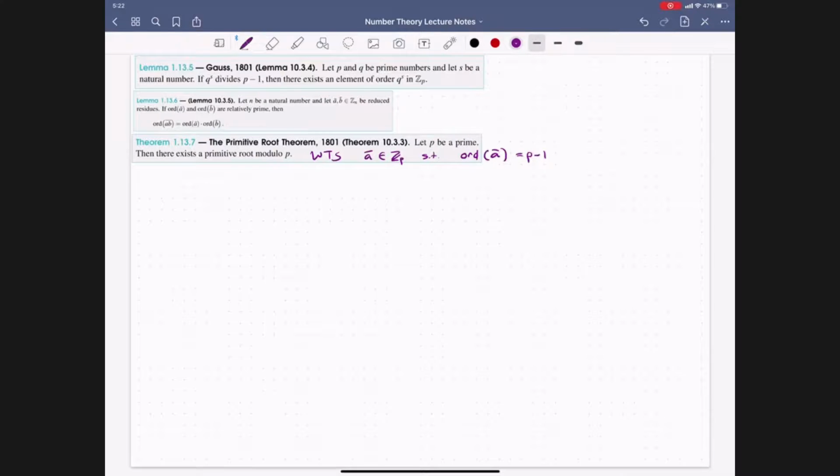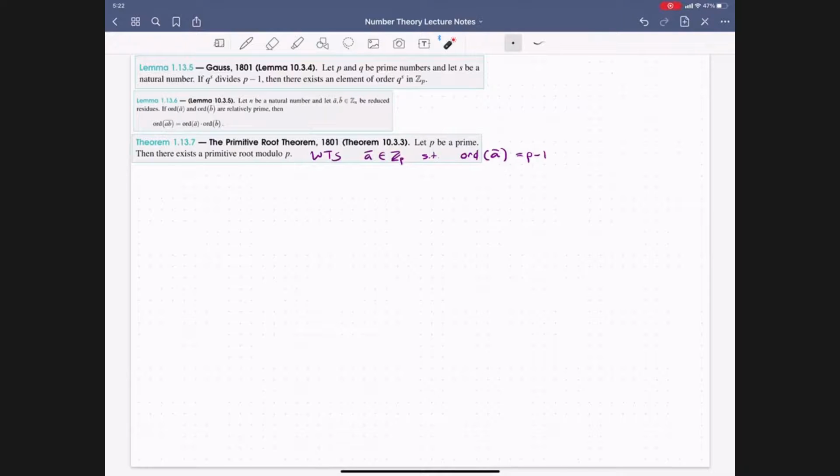I'll make a comment for those of you who have taken abstract algebra. What the primitive root theorem states is that if we look at the integers modulo p as a multiplicative group, then it is cyclic. And so specifically we can find an element that will generate that group. And so that's really how this connects in the generalization to Lagrange's theorem. But let's go ahead and prove this version. So now we want to show this existence.